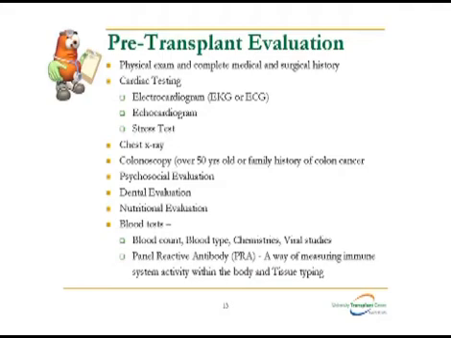It includes a psychosocial evaluation, which again addresses the social support systems of the patient. It includes a dental evaluation to determine that the patient is free of infection in the mouth, a nutritional evaluation, and a number of blood tests to include blood count, blood type, chemistries, viral studies, the panel reactive antibody, or PRA, which is our way of measuring the immune system's activity within the body, and the tissue typing.